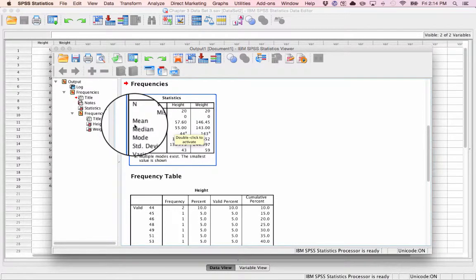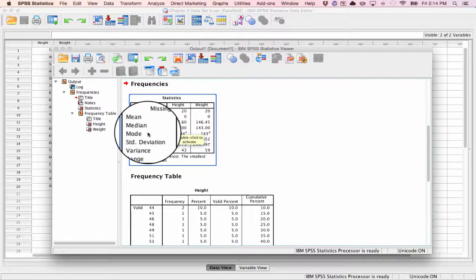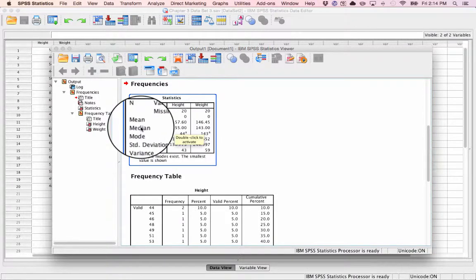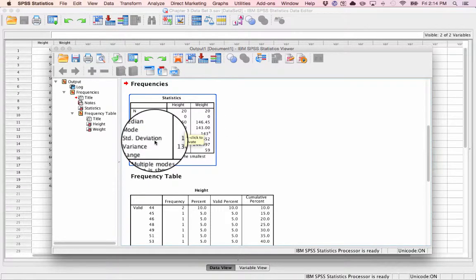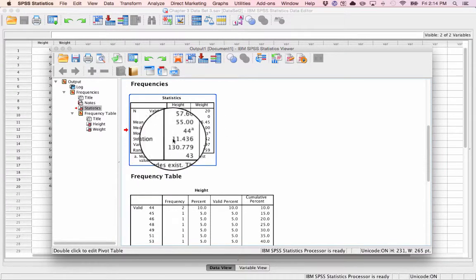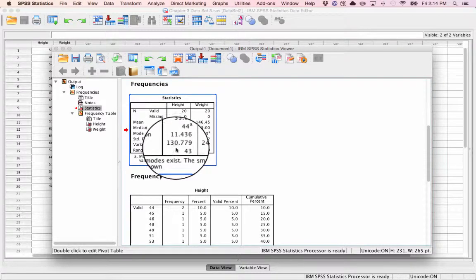This gives us an idea of the center by looking at the mean, median, and mode. We can get an idea of the typical height and the typical weight of these females that were part of the sample. We can also look at the spread through the standard deviation and variance, as well as the range, and determine how spread out the data is.